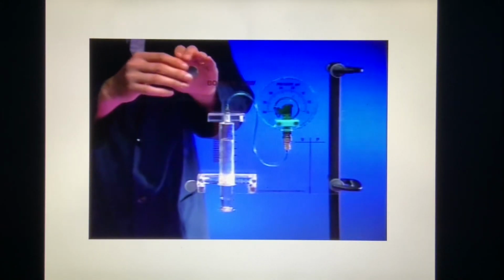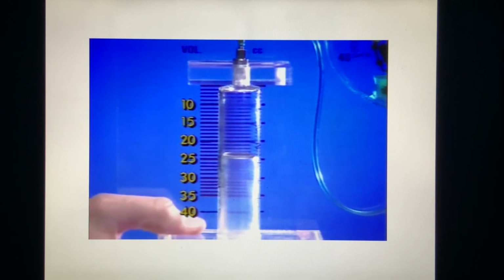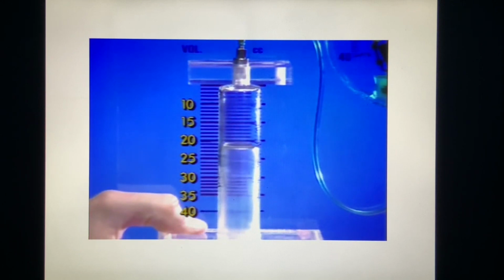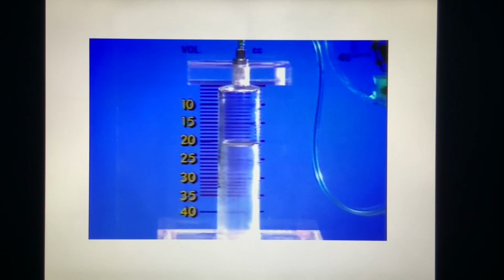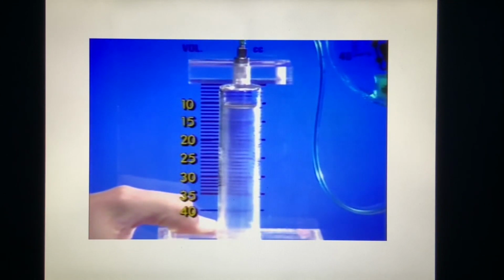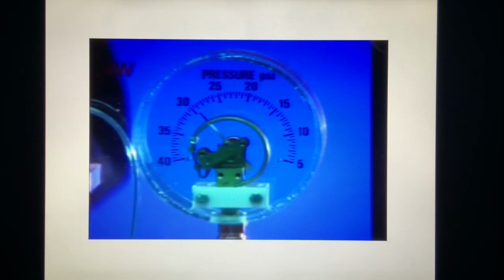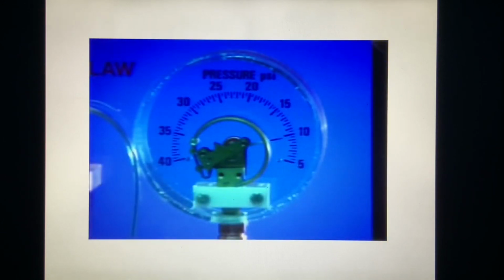This syringe is connected to a pressure gauge. We'll use this apparatus to demonstrate the relationship between pressure and volume for a gas such as air. The total volume of the air in the syringe and gauge can be read on the scale at the side. We'll start with a 20 cubic centimeter volume of air at normal atmospheric pressure, about 14.7 pounds per square inch. When the volume is decreased to 10 cc's, the pressure increases to about 29 pounds per square inch. If the volume is instead increased to 40 cc's, the pressure drops to about 7 pounds per square inch.